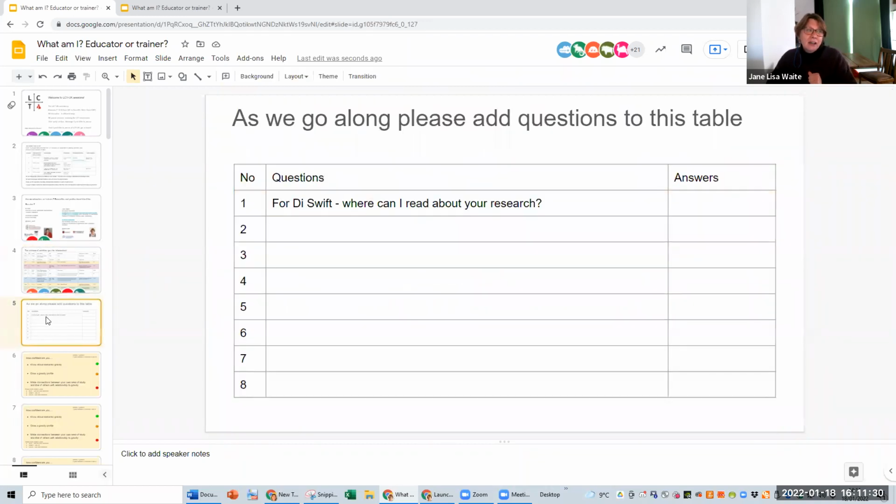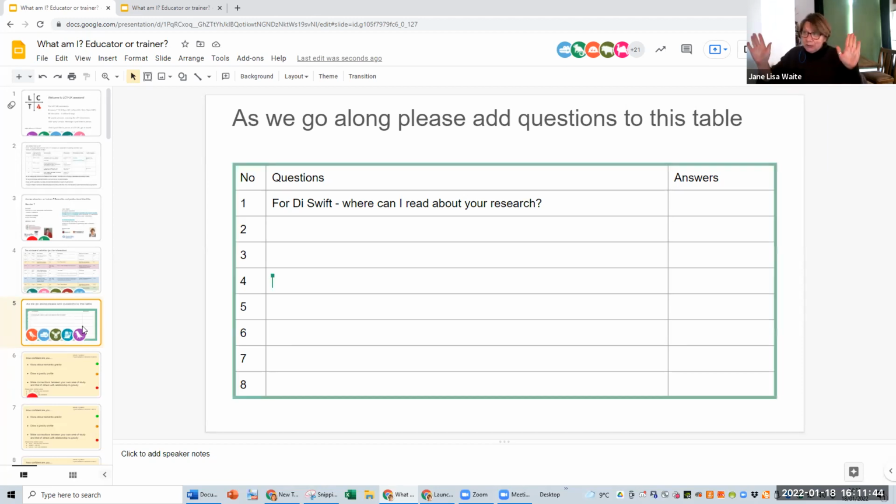If you go to slide 5, I should see all the little creatures. We've got lots of really cute things, alligators and chameleons. If all of the creatures can come and join me in slide 5: as we go along, if any questions pop into your head and you think, oh, I must ask Di or Jane this question, please pop the questions in there. We'll use the Google Slides rather than the chat for questions.